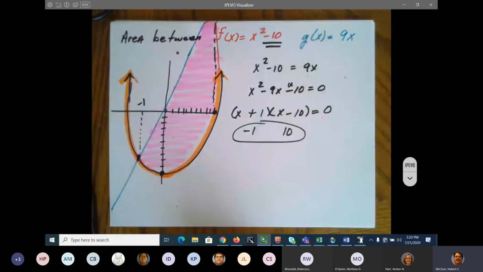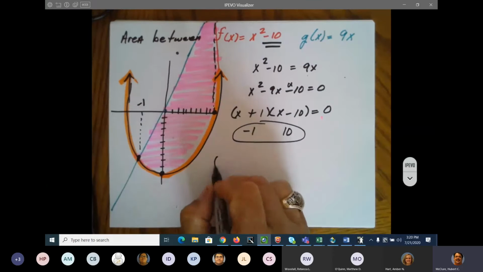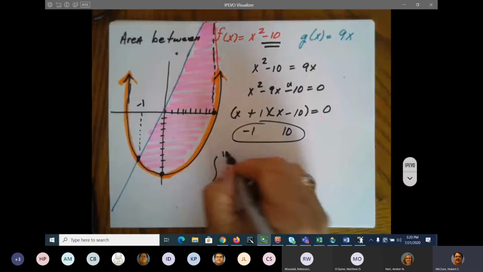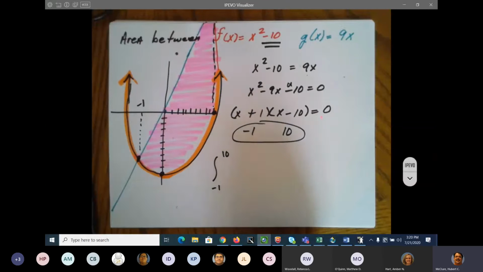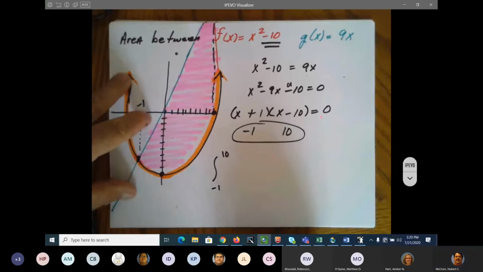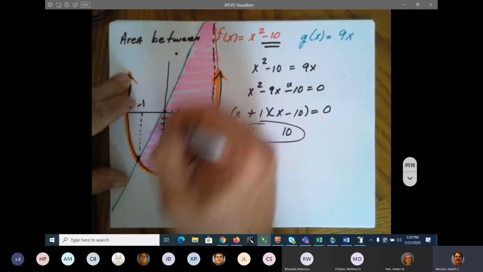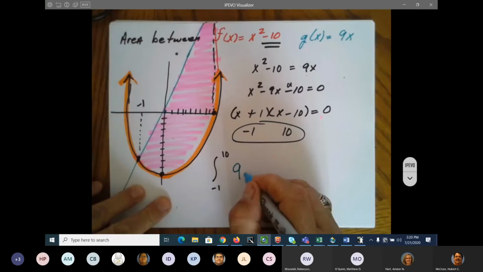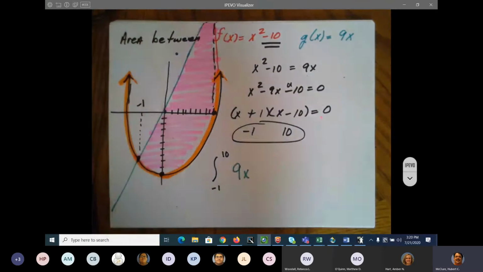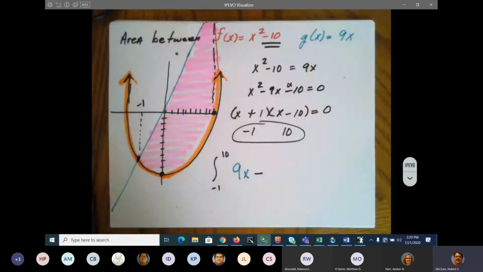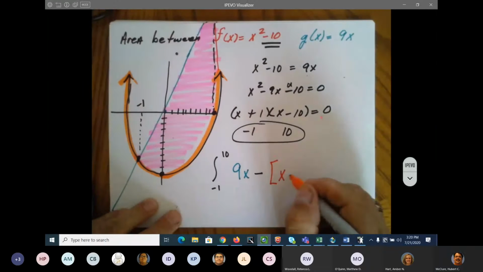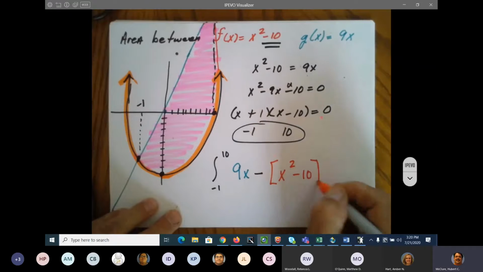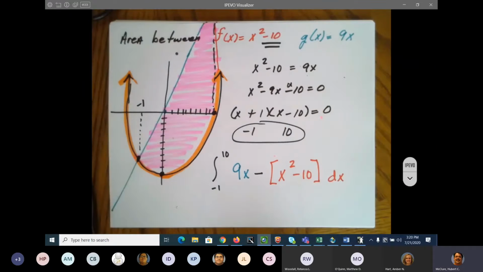Okay, so antiderivative from -1 to 10. I'm just going to do the setup, and then y'all can do the plugging and chugging of the upper, which is 9x minus the x squared minus 10 dx. And that is the setup.